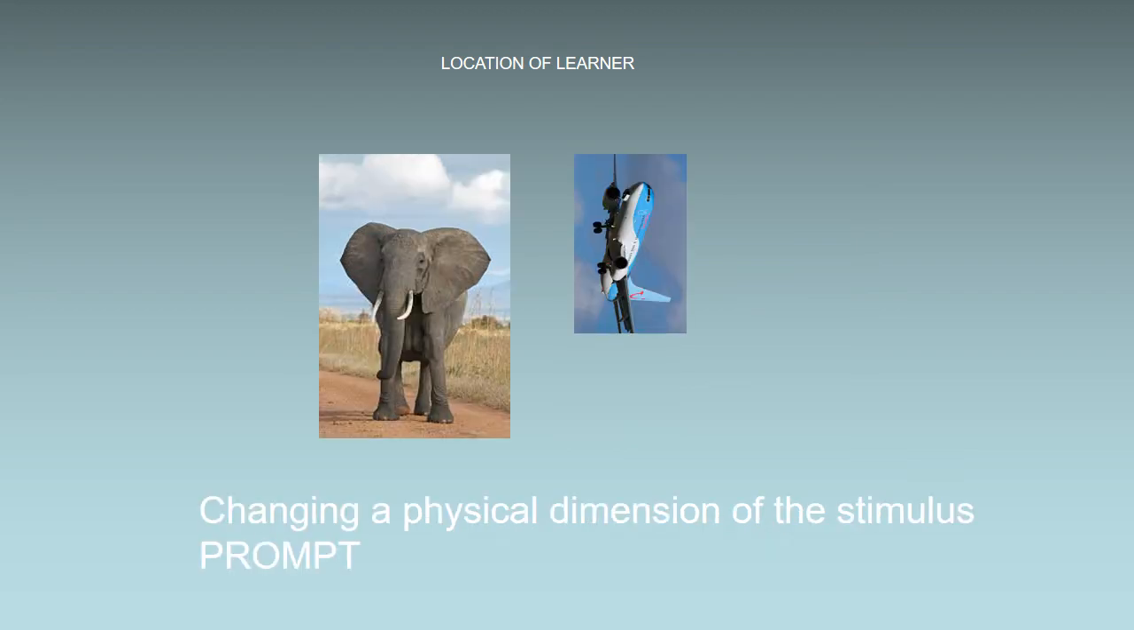We could change the physical dimension of the stimulus prompt. So here, with the elephant, I made the card bigger to promote them to pick that. This can be difficult just because you have to print a whole new set of stimuli or have multiple exemplars of something. But it just shows that we can change some dimension of the stimulus, and that can act as a prompt.